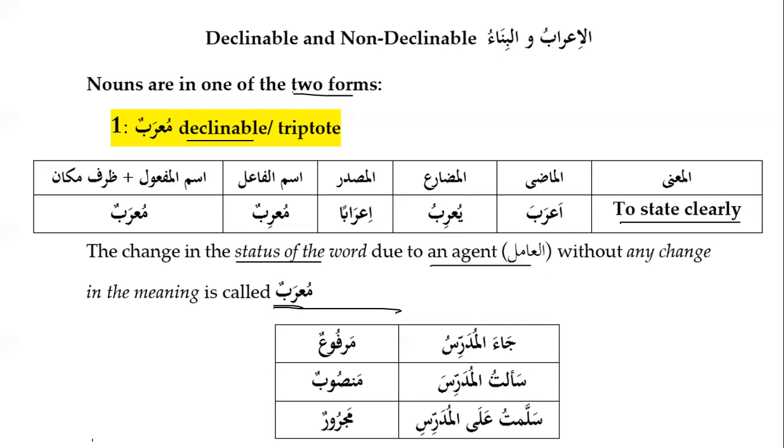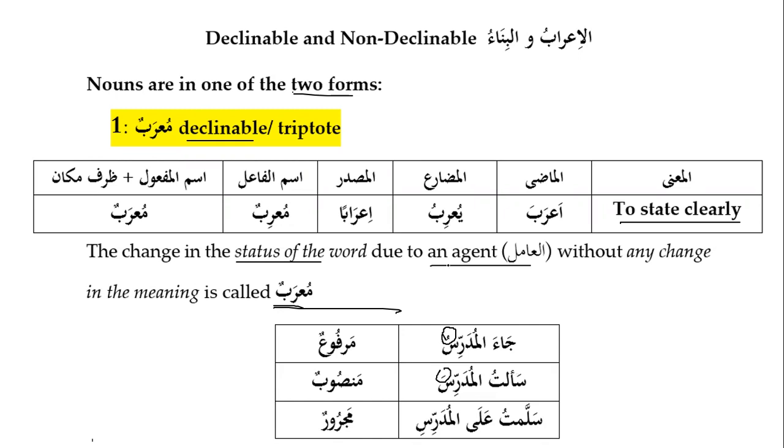And if we see here now, Ja al-Mudarrisu, the teacher came. So it is marfu because it has Dhamma over here. So alamat al-raf is Dhamma, as we can see here. Sa'altu al-Mudarrisa, I asked the teacher. Here it is mansub. And sallamtu ala al-mudarrisi, it is majroor. I said salamu alaykum to the teacher, or I greeted the teacher with Islamic greetings. Sallamtu ala al-mudarrisi. Okay, now, ja al-mudarrisu, where is the amil over here?